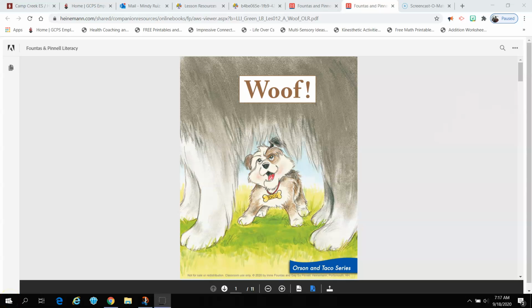Good morning. Today we're going to start reading a book that we've already read. This is called a reread. In a reread, you are going to be reading a book that you already read that you're familiar with. So you should be able to read it a little bit quicker and with fluency. So today we're going to reread the book Wolf.